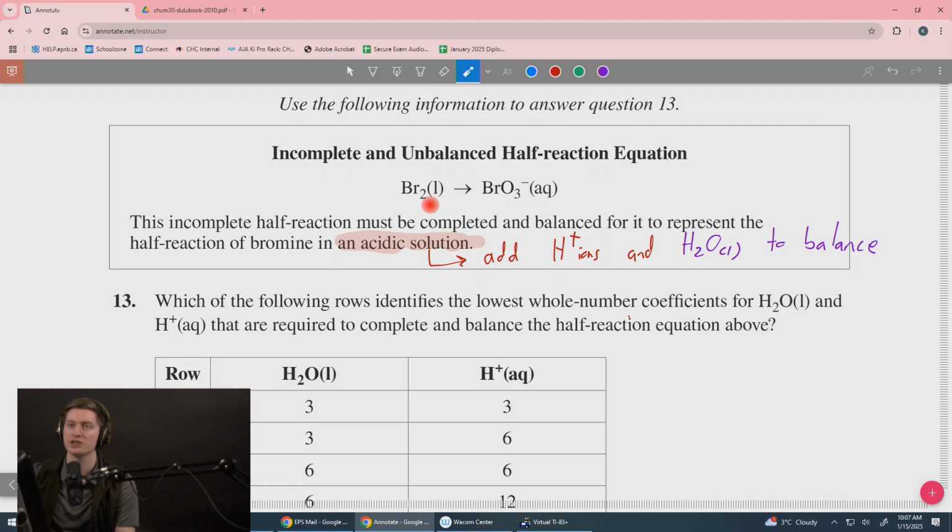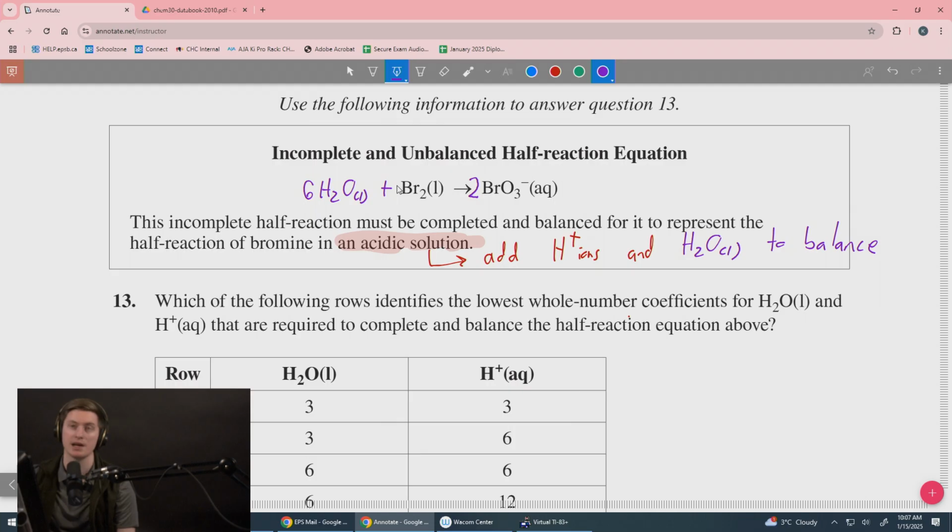Bromine here, we've got 2 bromines. I need to get 2 bromines on this side. So I'm going to put a coefficient of 2 in front of this bromate ion, which means now I have 2 bromines and I have 6 oxygens. I'm going to balance oxygens by adding water molecules. I've got 6 oxygens on this side. Each water molecule could bring an oxygen with it. So I will add 6 water molecules on my reactant side.